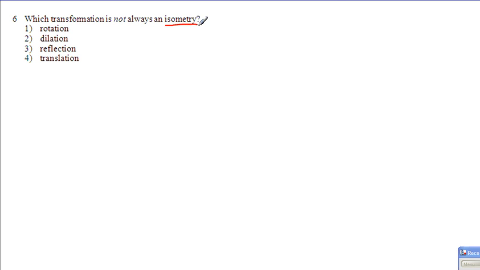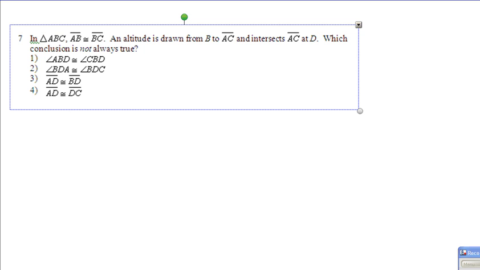Now, isometry here means the same measures. Iso as in the same, and then metry as in measure, same measures. But which one of them is not going to give us the same measures? In fact, the answer will be the dilation, because dilation can make things bigger or smaller. All right, let us keep on moving on.